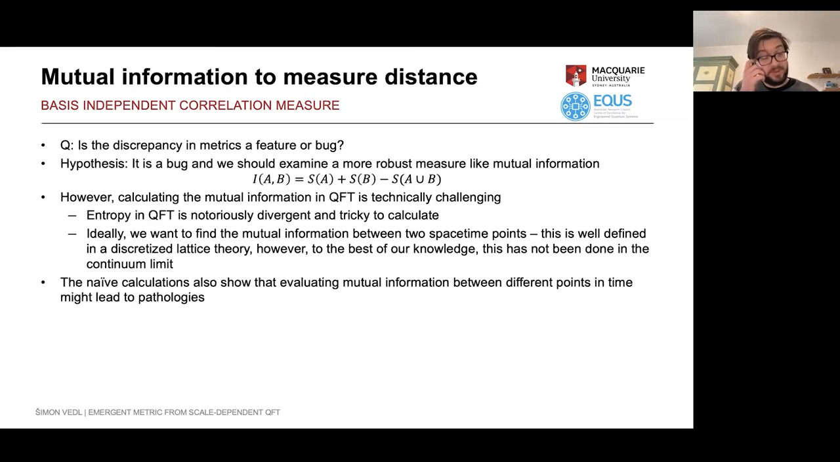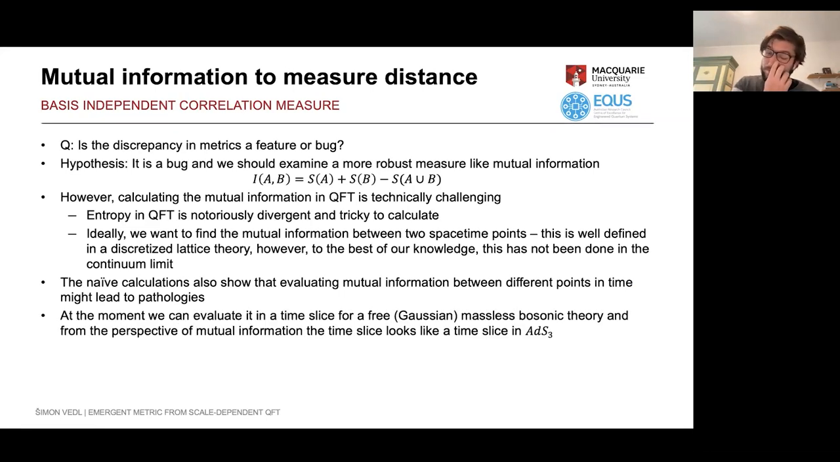We've been doing some rough, naive calculations. For the moment, we have an idea how to map out time slices for massless bosons. That gives us hope that, at least in terms of mutual information, we will get an agreement on the type of geometry, because in those time slices, according to that mutual information, look like AdS.